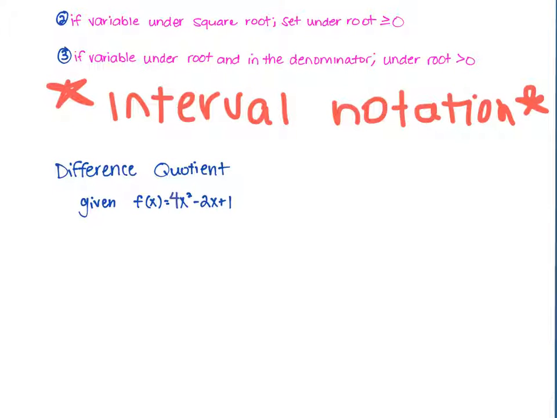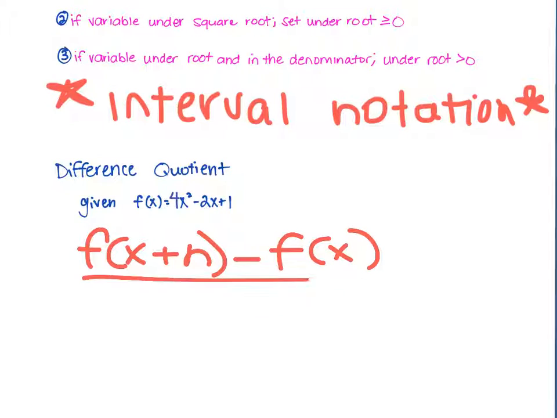Okay, this section also included your difference quotient. So your difference quotient is the, what, I don't even know what number we're on. The 5th equation you've got to know? This would be f of x plus h minus f of x all over h. I'm not going to work it out right now. I'll come back to it.